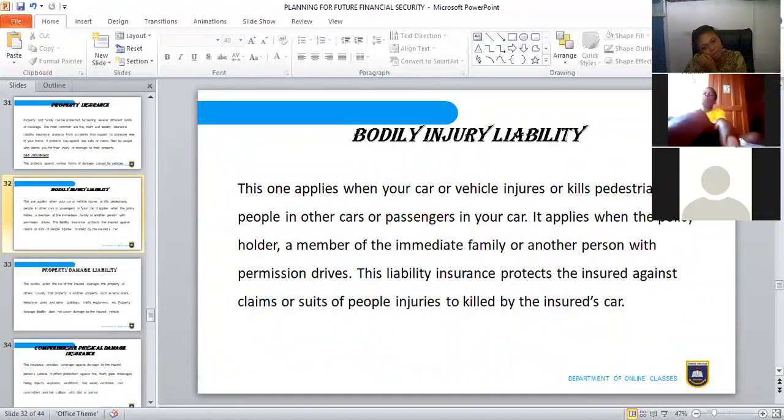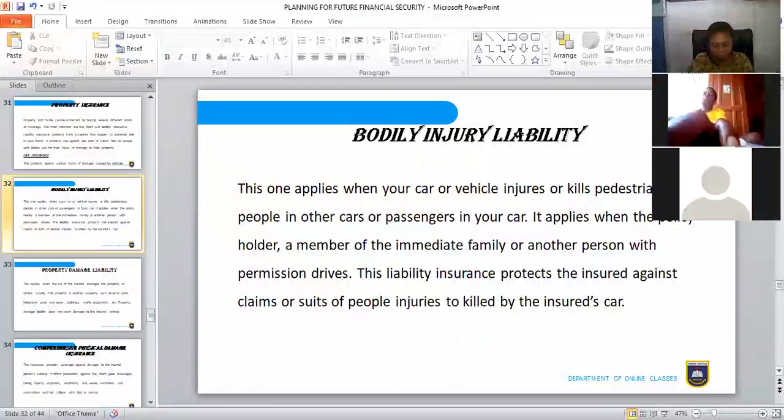Then we can talk about bodily injury liability. This one applies when your car or vehicle injures or kills pedestrians or people in other cars or passengers in your car. And it applies when the holder or a member of the immediate family or another person under whose permission you drive. So the car may not be for you, but you have an authority to drive that car. Once it is involved in an accident and the car is insured, the insurance policy will also come in and then take charge.